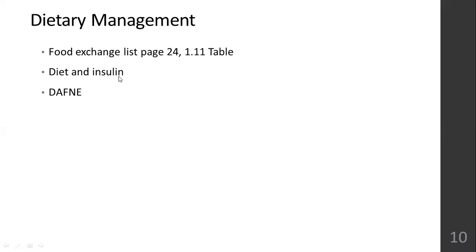So even on the food exchange list that is available in your textbook, you can go through that as well. It is on page 24. Your textbook may have a different page number, but it's in the chapter on menu planning that we have done already. In that chapter of menu planning, the food exchange list is there. You can refer to that as well. Okay. Principles of diet we will discuss soon. Then you will understand the diet part.